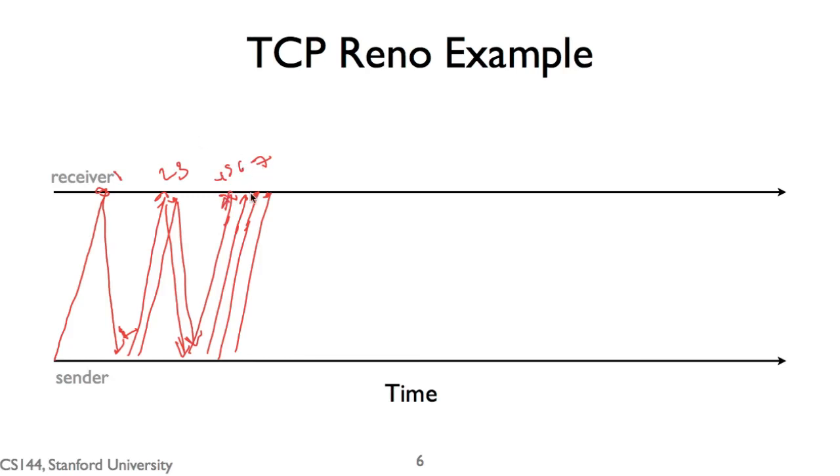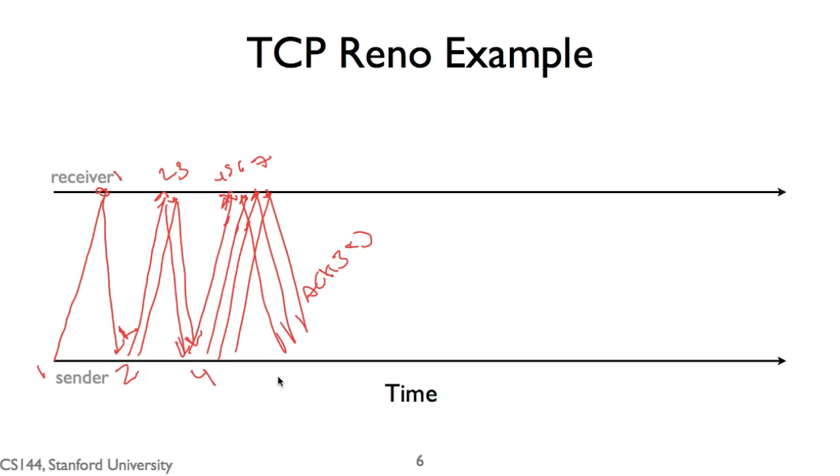Well, the receiver is still going to send acknowledgements, but in response to 5, 6, and 7, it's going to send ACK3, 3 times. So triple duplicate ACK. So at this point, my congestion window was 1, here it was 2, here it was 4.